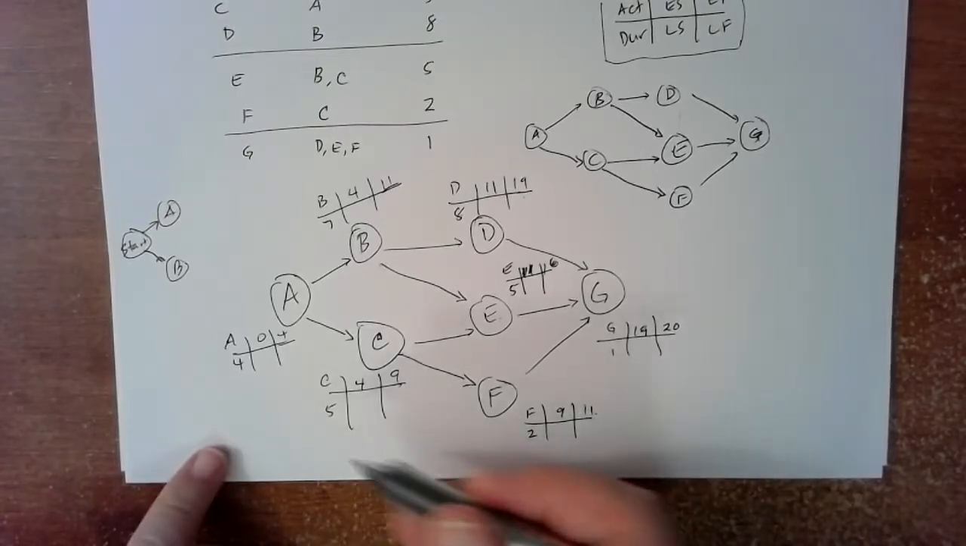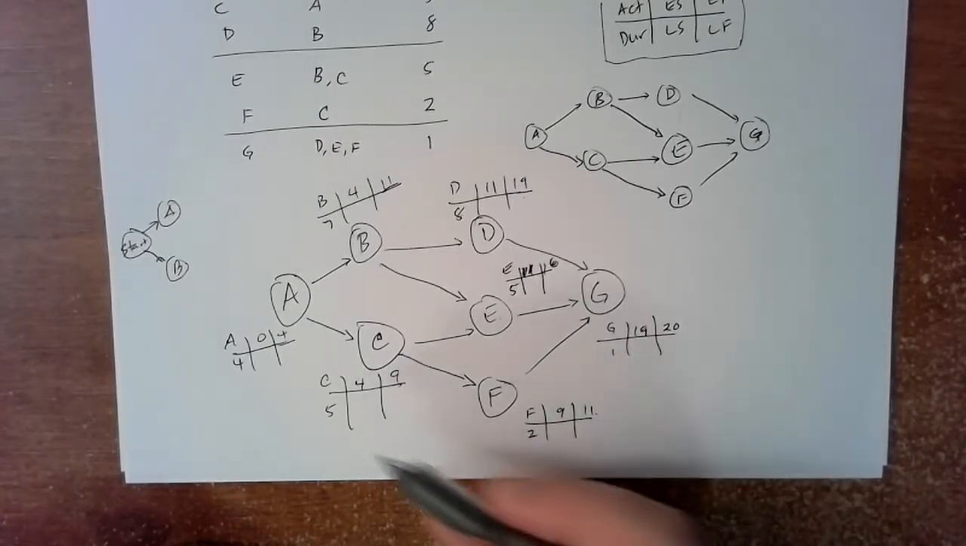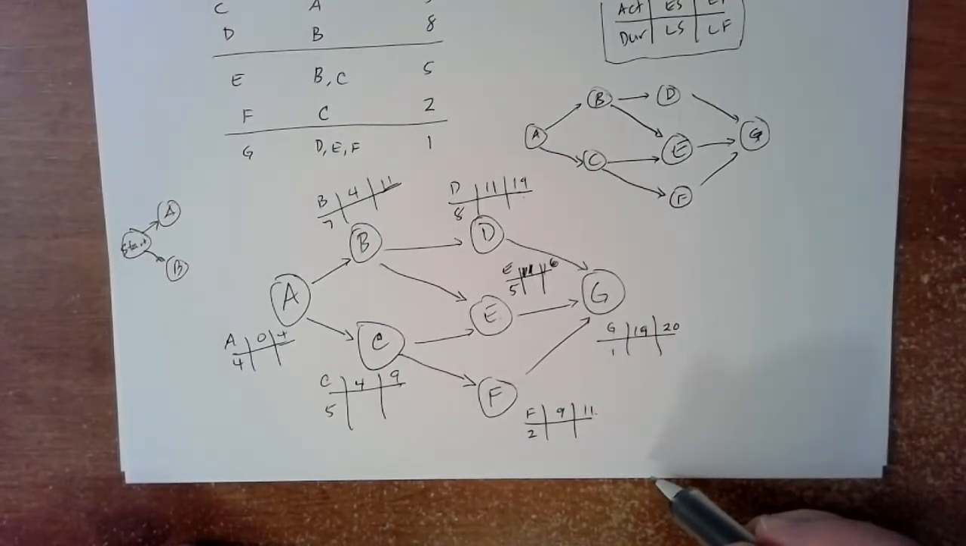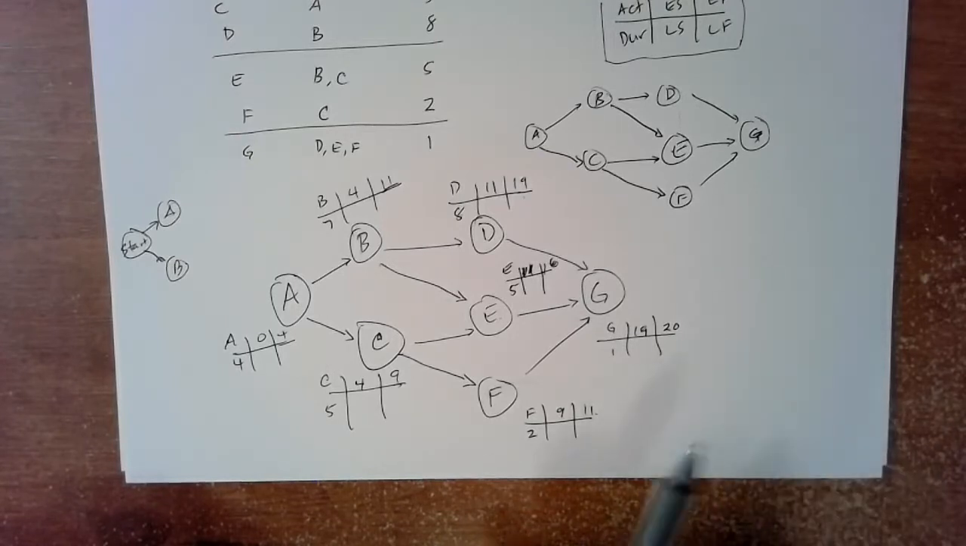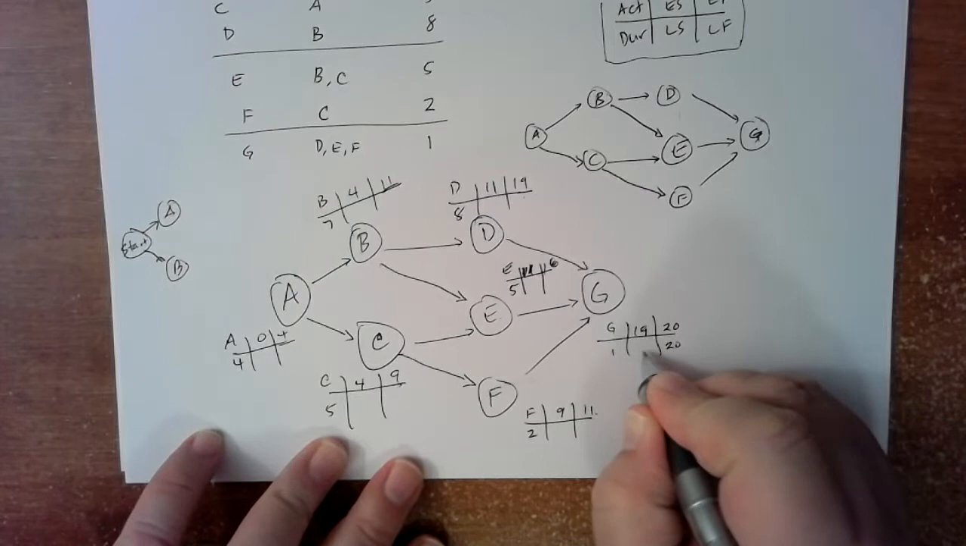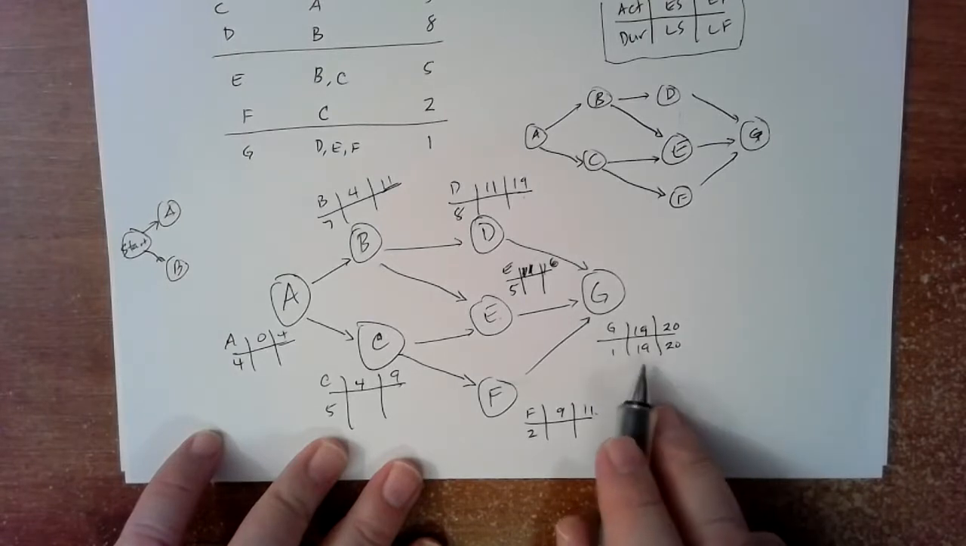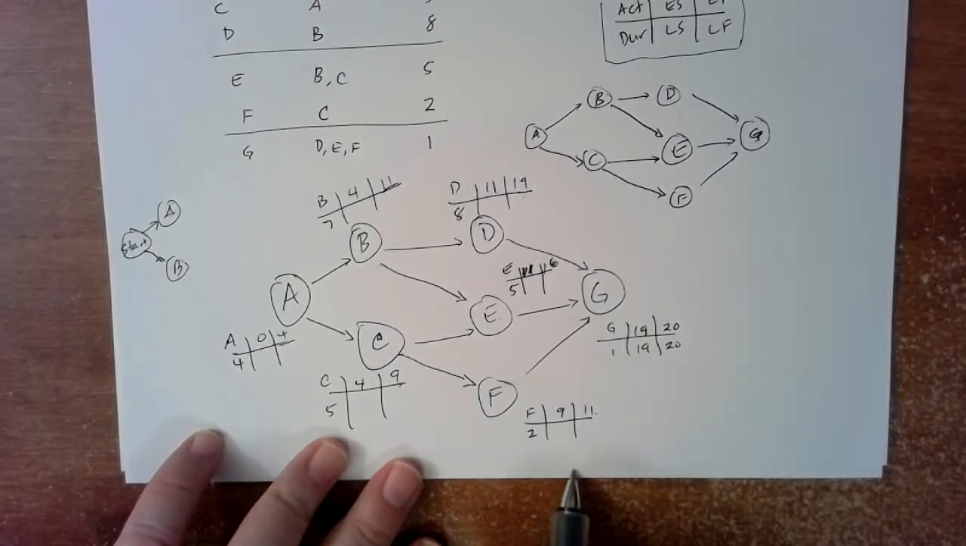Okay, now do you remember how to do the backward pass? You might pause for a minute and see if you can do the backward pass. Okay, are you back? Let's go ahead and do it together then. We're going to write our 20, and so 20 minus 1 is 19. And so that's our last start time, latest finish time. Good.